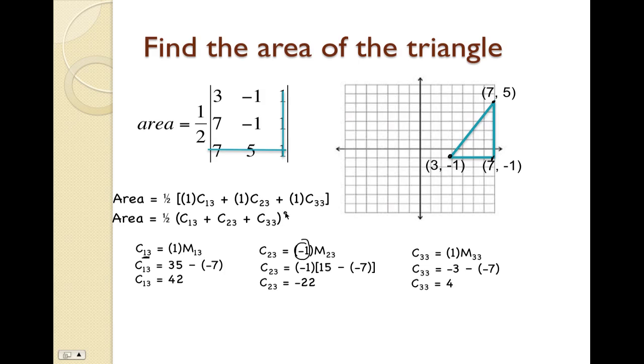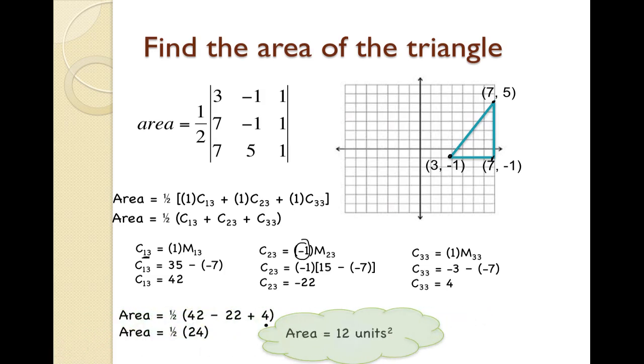Okay, so we have everything that we need. So let's put it back into our formula. Our area now equals the cofactor of 1, 3, so 42, minus 22 plus 4. That gives us 1/2 of 24. So our area is 12 square units. We have solved for the area of this triangle using the determinants of the matrix.